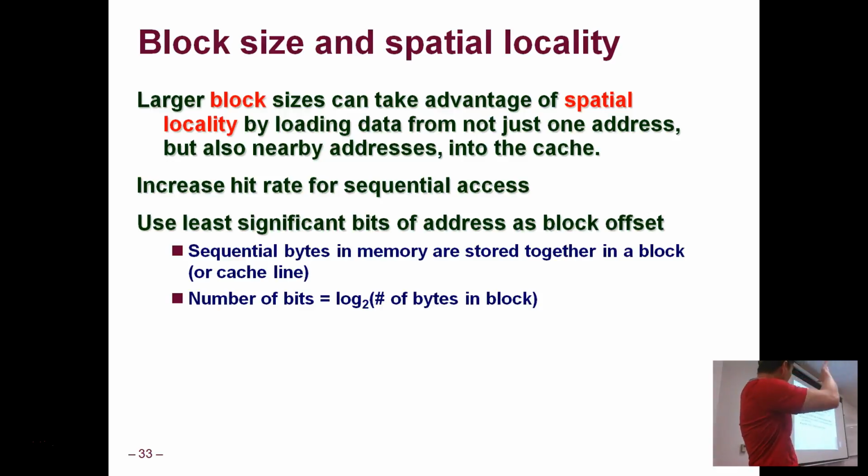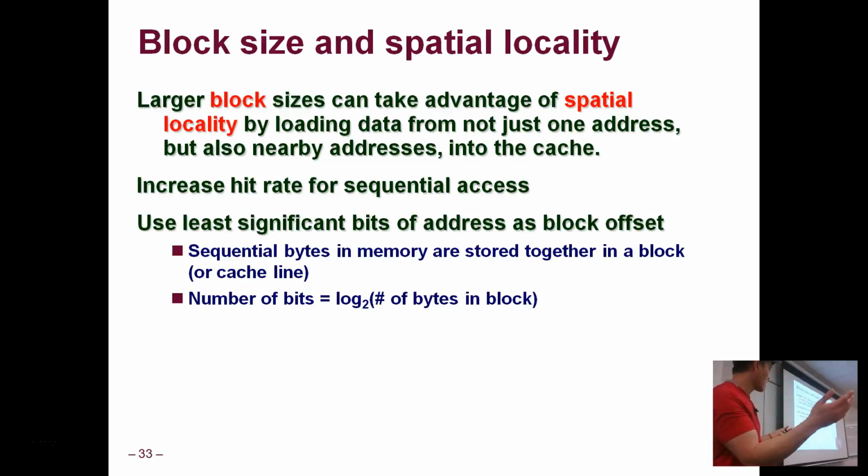So the idea of block sizes is to load all the data from nearby addresses, in particular the ones you're about to access if you're doing sequential accesses. That is basically what the cache line is doing. Okay. All right, and we saw this before.